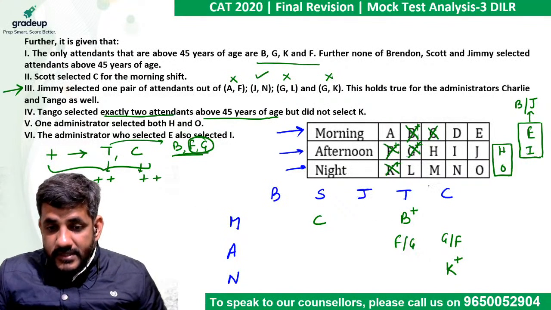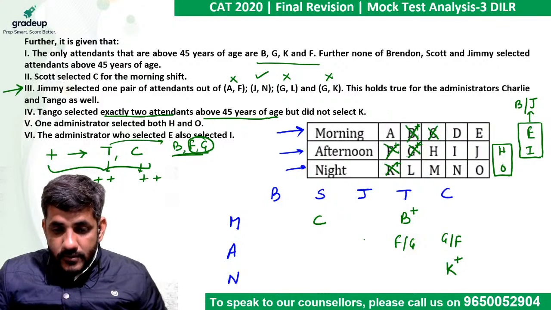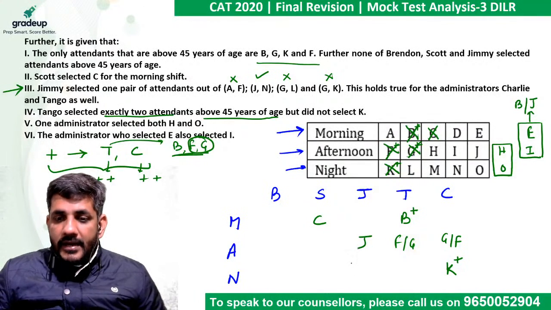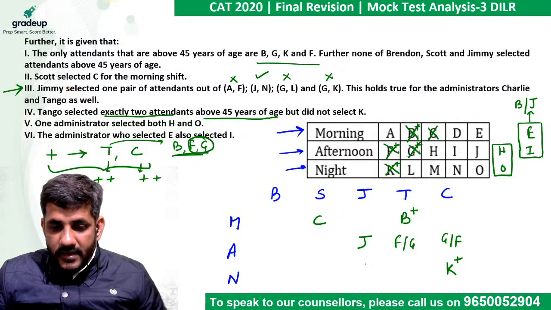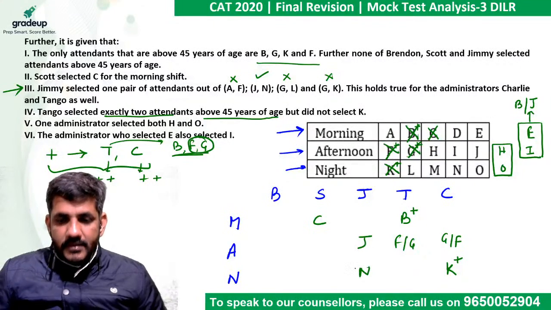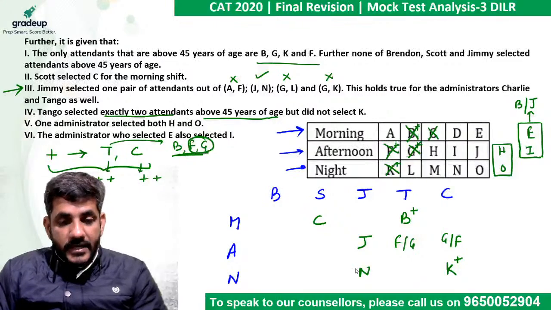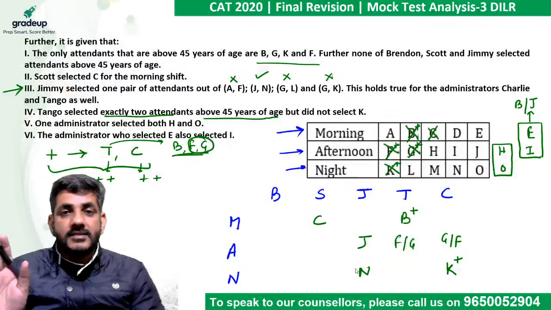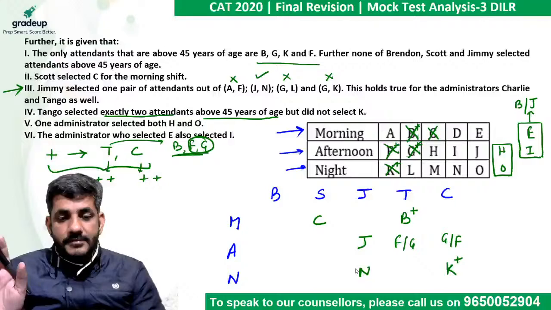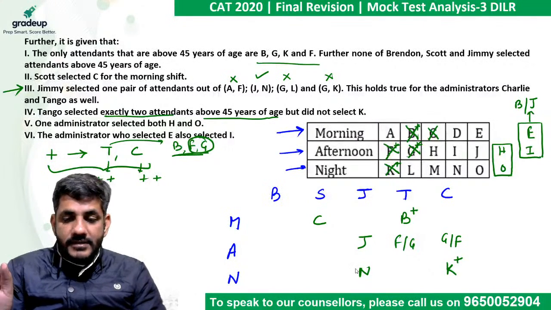So J is selected in the afternoon slot, so let me write J here. N is selected in the night slot, so N should be written here. Jimmy has selected J and N. I hope all of you are getting this, guys. इसमें कोई प्रॉब्लम तो नहीं है ना किसी को?